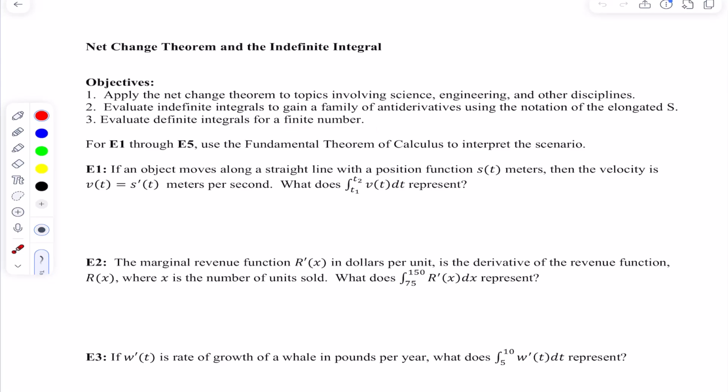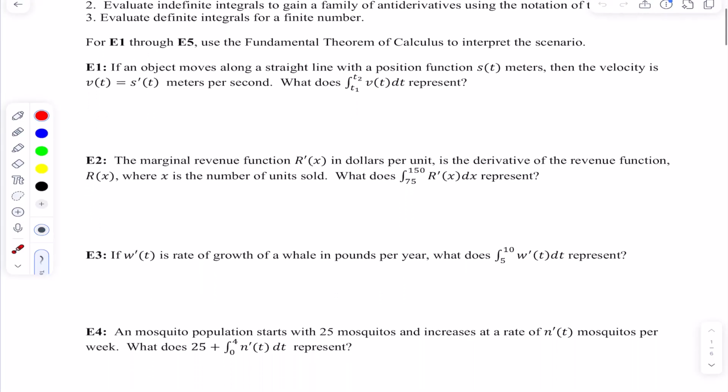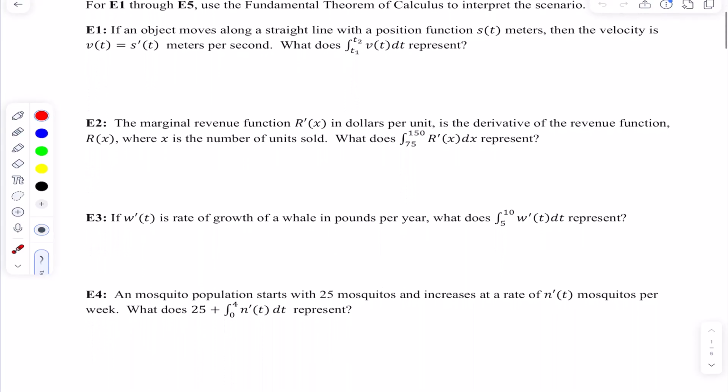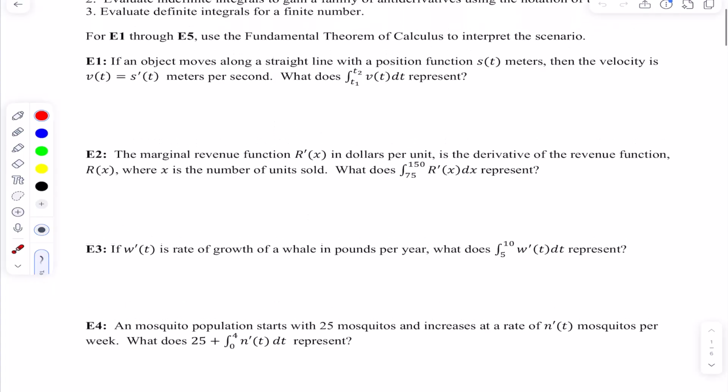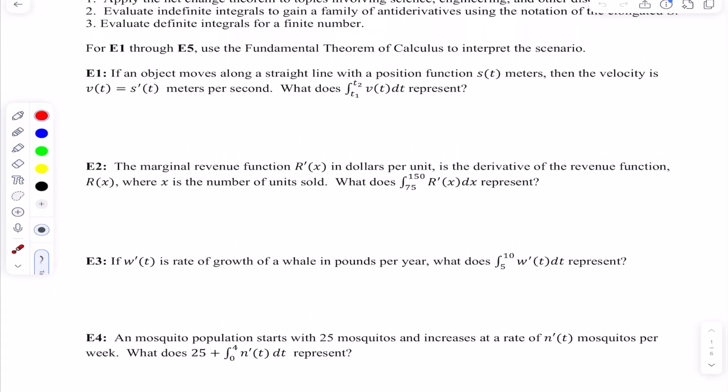Our first few examples are going to piggyback off of the Fundamental Theorem of Calculus. For the first 5 examples, we're going to use the Fundamental Theorem of Calculus to interpret the scenario.